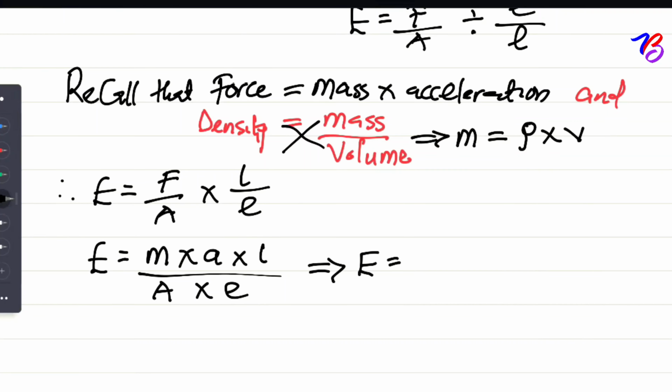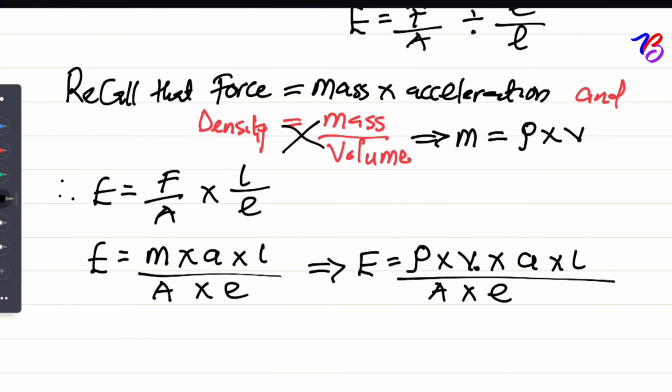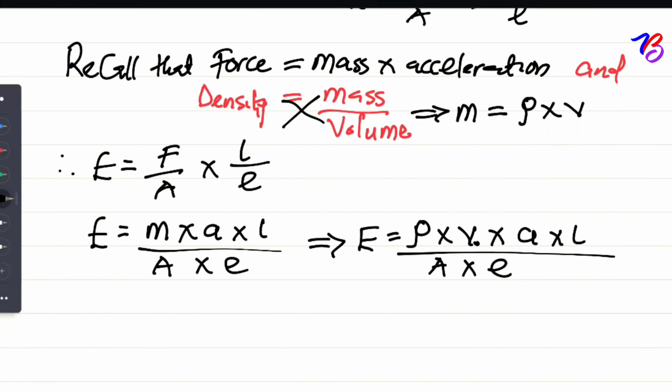So this will give us Young modulus is equal to density multiplied by volume for mass. I hope you are getting this. Mass is density multiplied by volume. So we've substituted for mass. Then this V is not velocity. Please take notice. Volume multiplied by acceleration multiplied by length, all divided by area multiplied by extension. Are we together? Now we can reduce this.